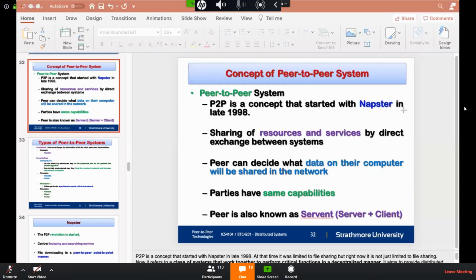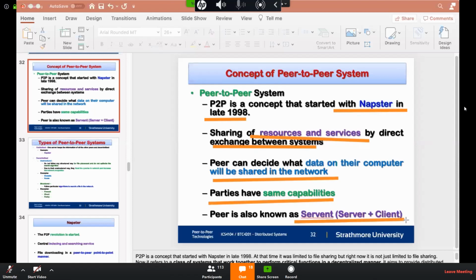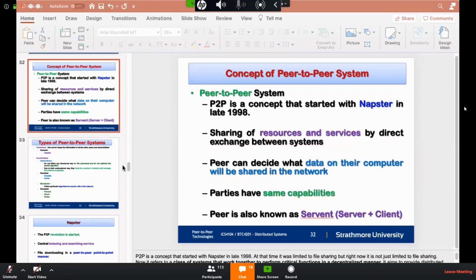Basically something like Napster around 1998. That's when the concept was there. The point was to share resources and services by direct exchange between systems. The peer can decide what data on their computer can be shared. Parties have the same capabilities as we said, but the concept here is that we look at them as servants. That was the concept of Napster, servant. It's a server and a client at the same time. So instead of using the clear term server, we are saying servant. It's also a client and also a server. So that takes us back to some of the beginnings of that.